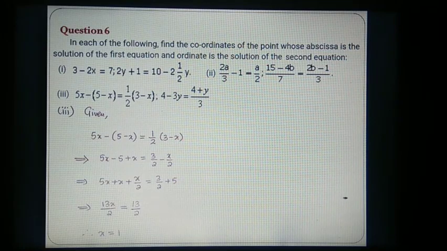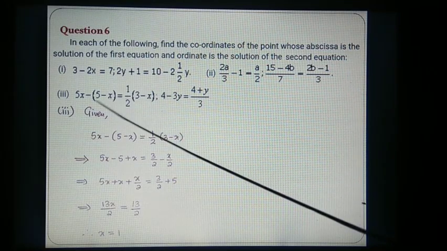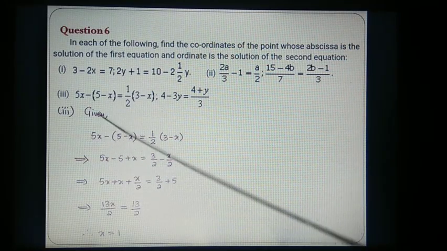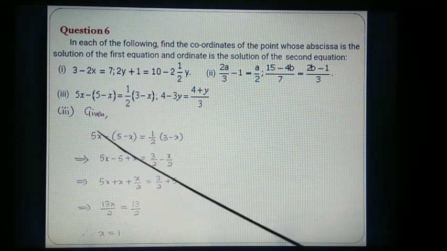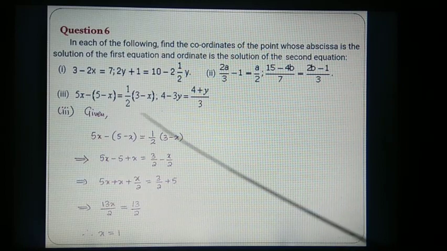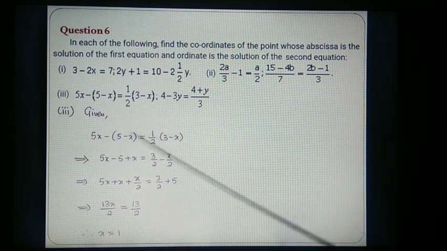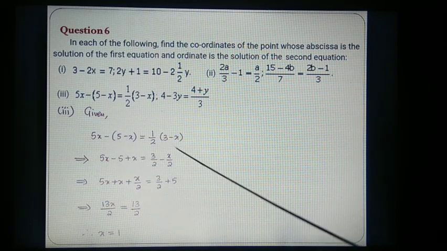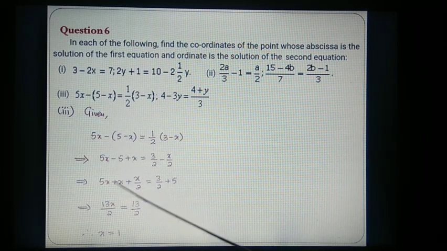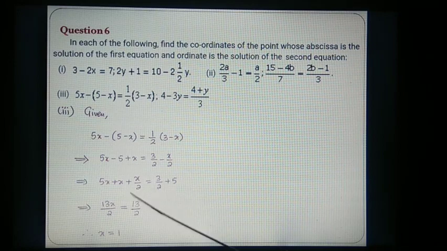Okay, so let me try the third one. So third one, it is given that 5x minus 5 minus x is equal to this one. So from here I'll solve for x, which you have already learned in your lower classes. Now this is just a simple linear equation, so you'll just open the bracket, get all the x on one side and all the numbers on the other side, and solve for x, you'll get x equals 1.